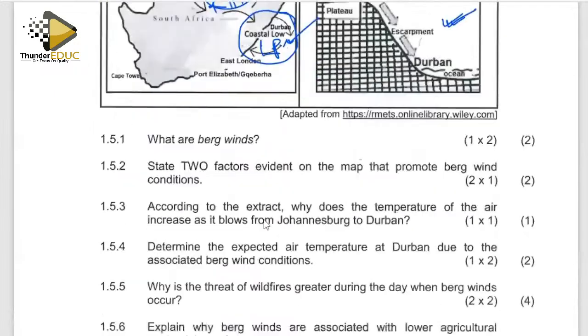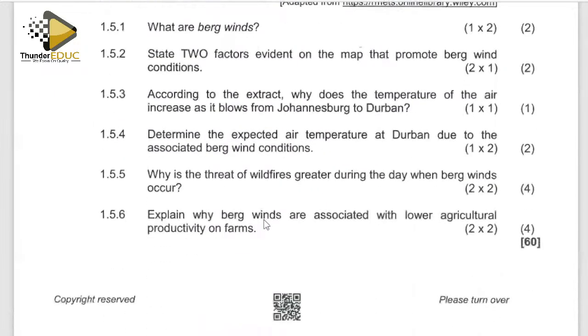So addressing our question in this instance, we are saying the expected air temperature is going to be the initial temperature, 20 degrees Celsius over the plateau, plus, because of adiabatic heating, it is going to gain 15 degrees Celsius as it descends, which is going to give us a total of 35 degrees Celsius. That is going to be the expected temperature as it reaches Durban.